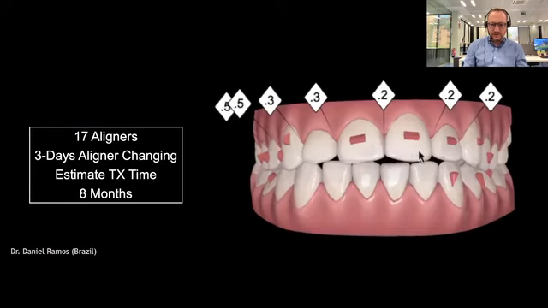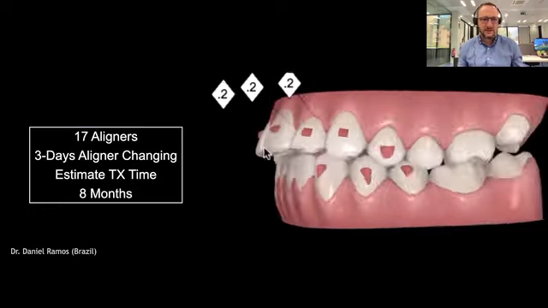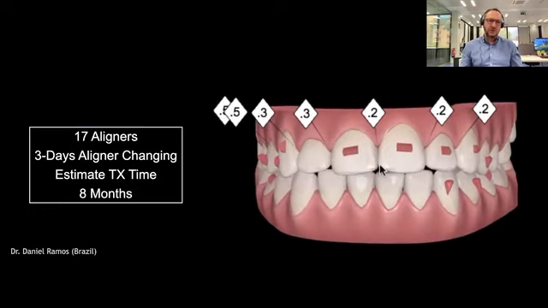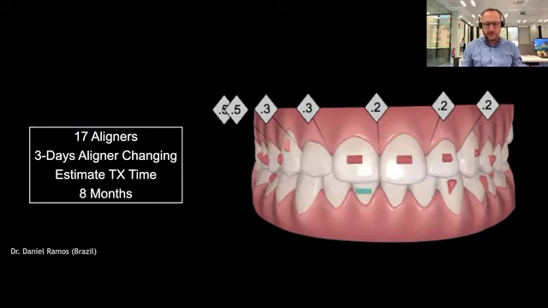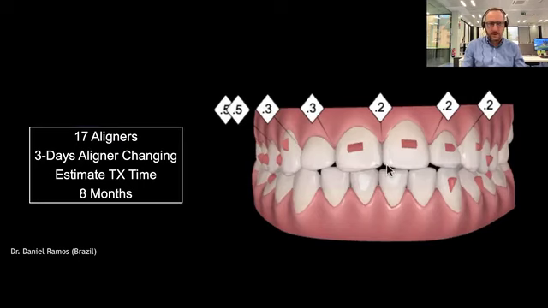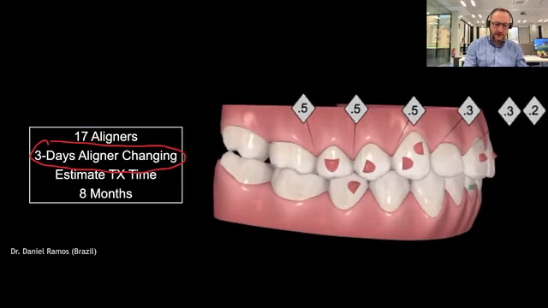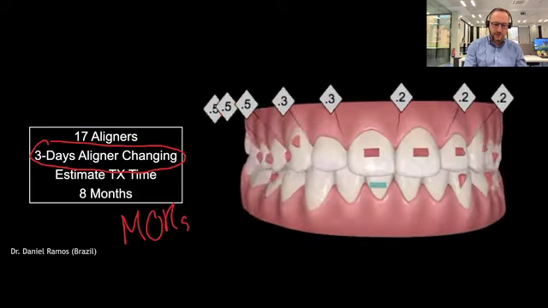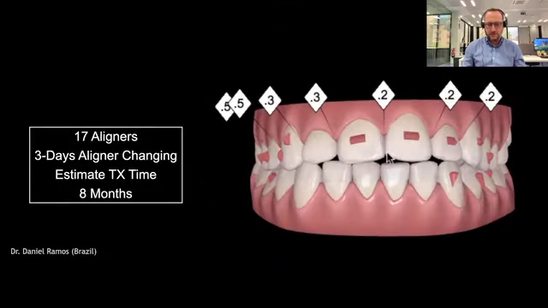In this case we have 17 aligners, okay? 17 aligners is a fast case, and she wants it done fast because of her party, okay? Usually the estimated treatment time for 17 aligners is 8 months, but we invested for her in this 3-day aligner change that you can see here, which we use together with a technique that we call MOPs, micro-osteoperforations, okay? This is something that I used for her in order to accelerate the case, so the aligners can change faster. Sorry, I clicked the wrong button.